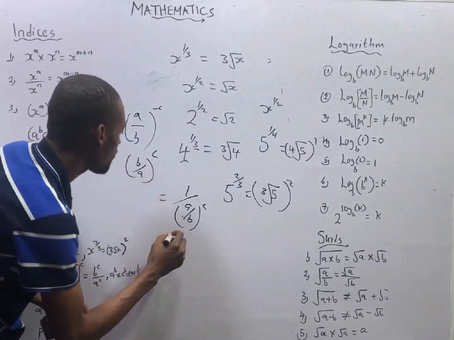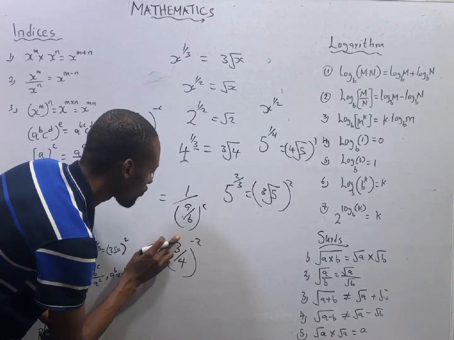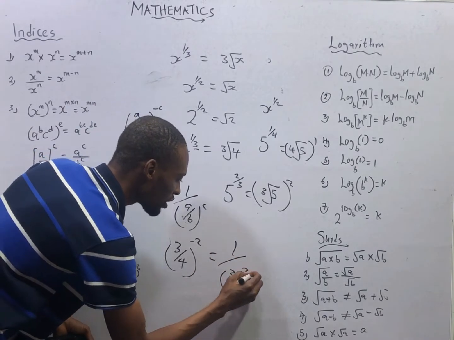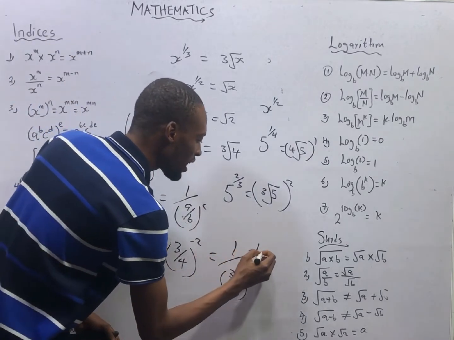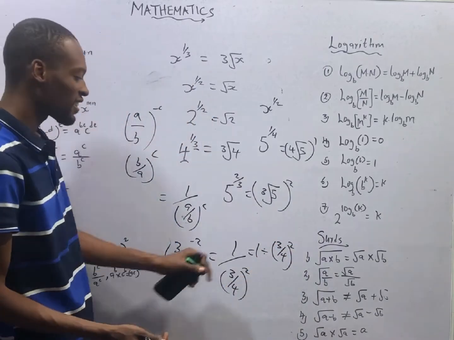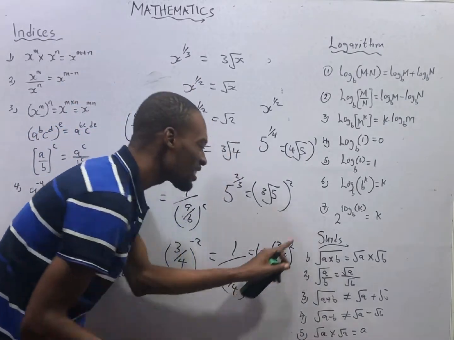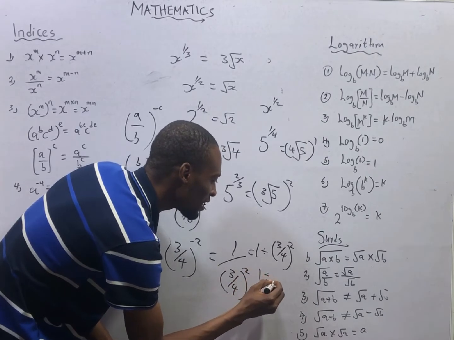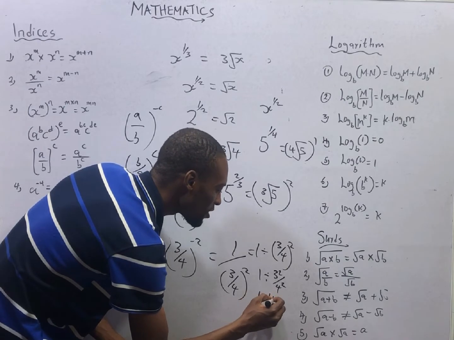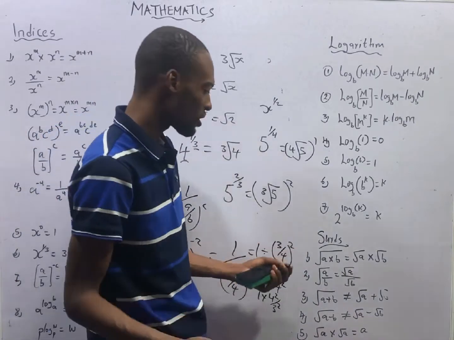In practice, if you have 3 over 4 raised to the power of minus 2, this is the same thing as 1 over 3 over 4 squared. This is the same thing as 1 divided by 3 over 4 squared. And when we are changing division to multiplication, we invert what is on the other side. So this is also the same thing as 1 divided by 3 squared over 4 squared, which is 1 times 4 squared over 3 squared. That is 4 squared over 3 squared, and that is the same thing as 4 over 3 squared.